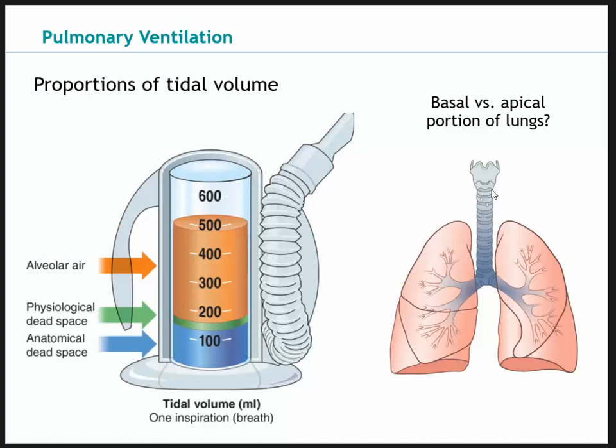The apical portion of the lungs, or the top portion of the lungs, receives increased ventilation during exercise. So when we start exercising, that's when we actually start using our entire lungs, or we start activating more of the alveoli in the top portion.